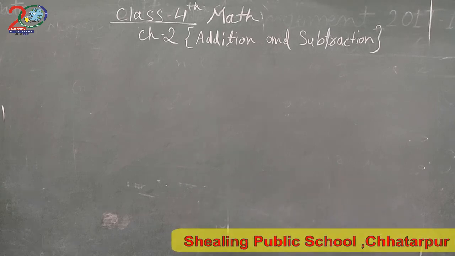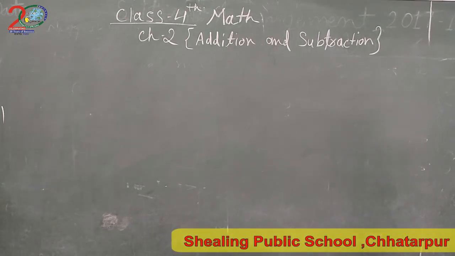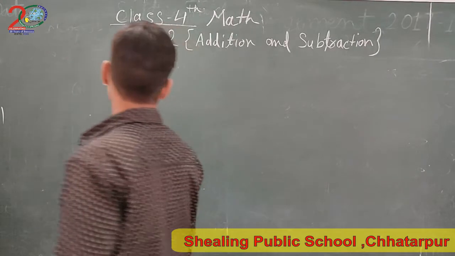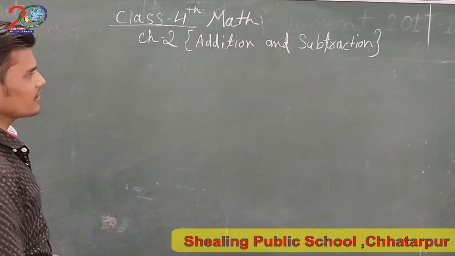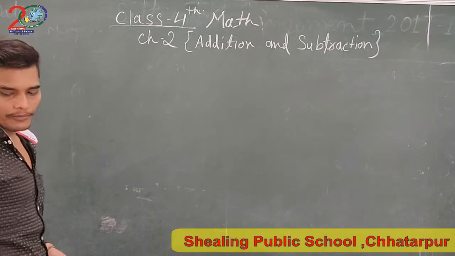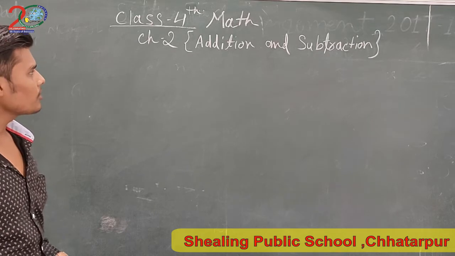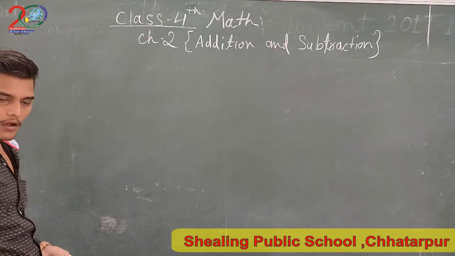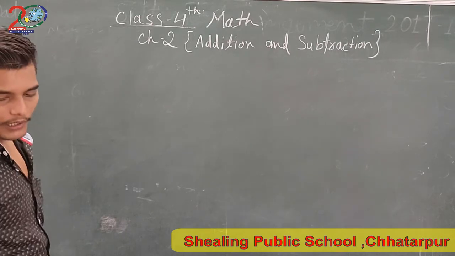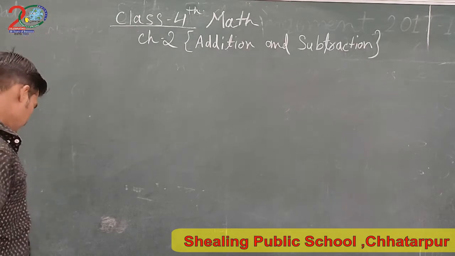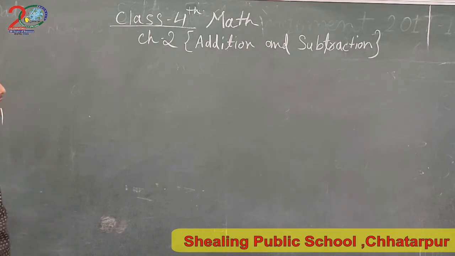Hello students, today we are explaining chapter 2, addition and subtraction. In this chapter we are explaining how to subtract 2-digit, 3-digit and 4-digit numbers, and also addition for 2-digit, 3-digit and 4-digit numbers.